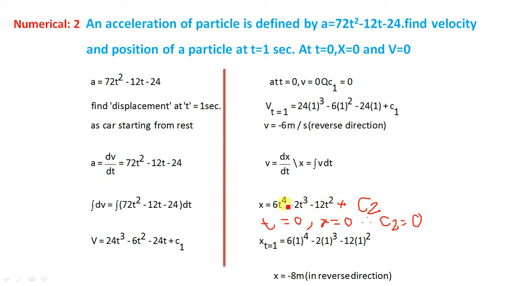Now substitute t is equal to 1 in the equation in order to find out the displacement when t is equal to 1. After substituting the value t is equal to 1, you will get the displacement x is equal to minus 8 in reverse direction.